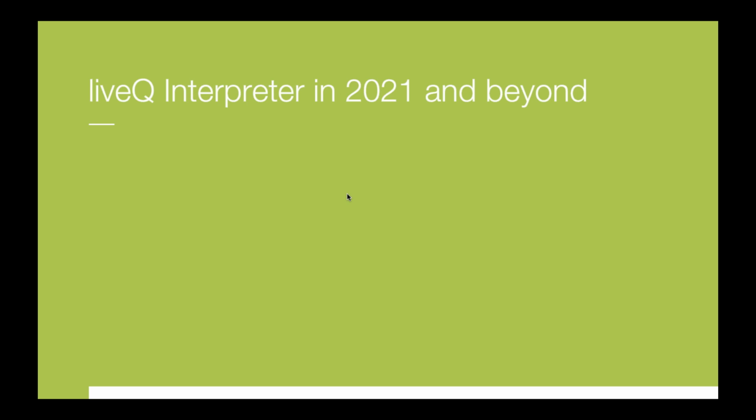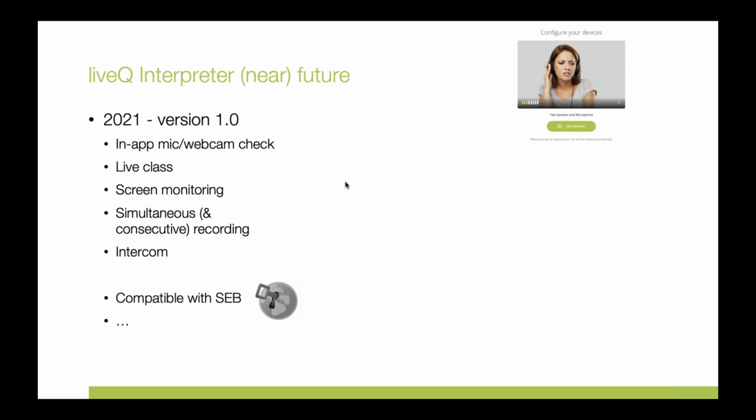So if I go back to the presentation, just to add a few more elements to that. So liveQ will be available at the beginning of 2021, but of course we are already thinking about adding features as it's a live platform, and those who are working with AssessmentQ already know that we have like 3-4 updates per year. So the first version will have everything that you have seen in my demo. That means there is an in-app microphone and webcam check already available, so people can check whether their webcam and microphone works. The live class is available, the screen monitoring is available.